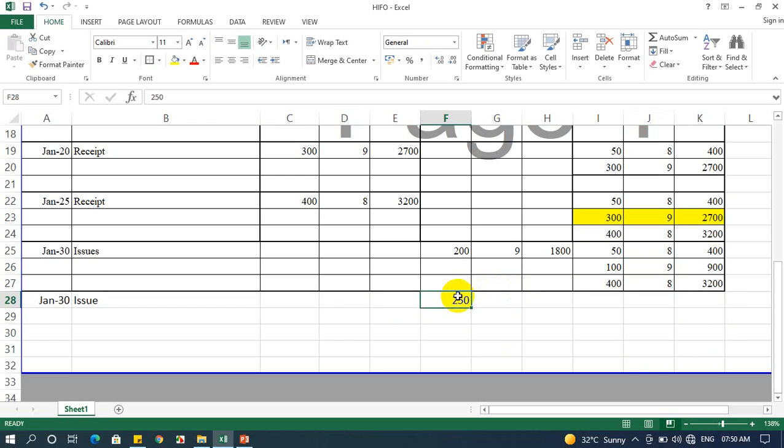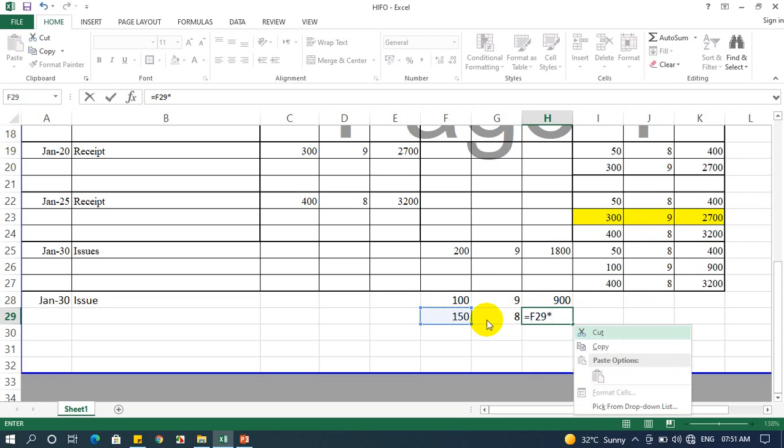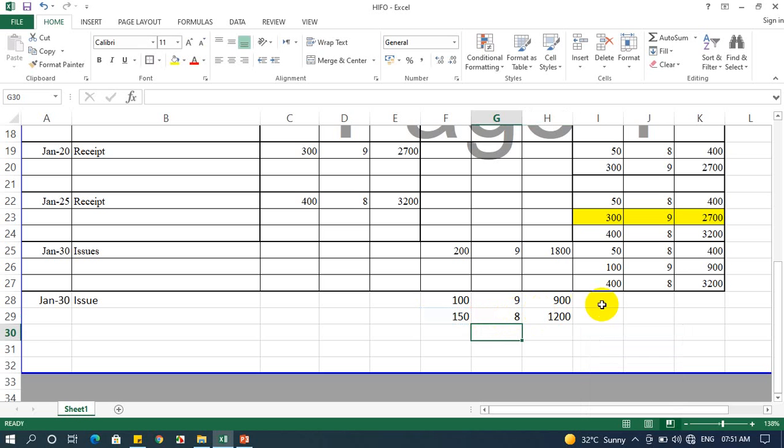How many units are left? 100 units at the rate of 9. It will become 900. So 150 is left. For the 150, the rate is the same, so we can choose these 50 units or we can select these 400 units. Because the rates are the same, we select 150 at the rate of 8. So when we multiply this by 8, this will come to this much.